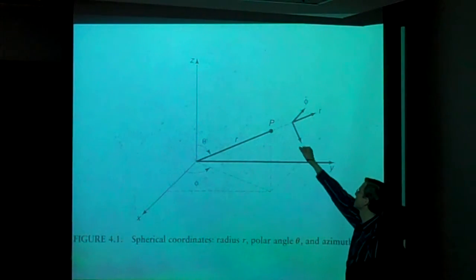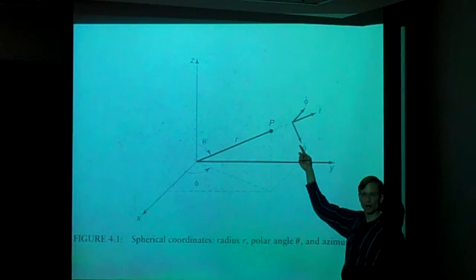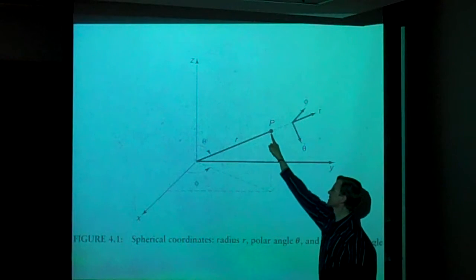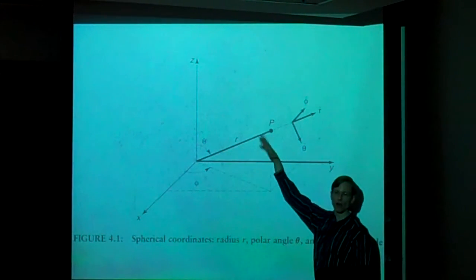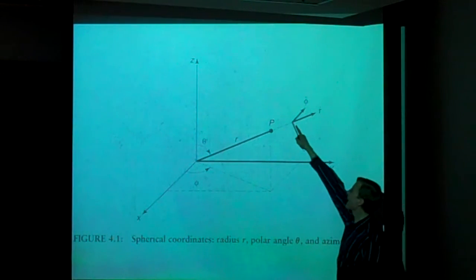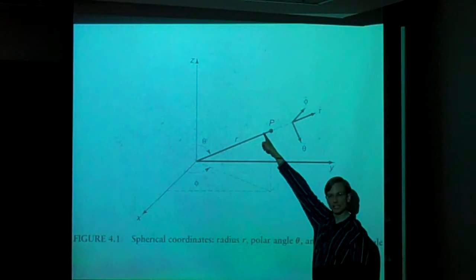What I mean is that if you literally moved along theta hat, you are getting a little further from the origin. But we're talking about instantaneously, just a little tiny displacement in the theta hat direction has r and phi constant, and only theta is changing. And then phi hat is similar. Phi hat is pointing in the direction of increasing phi.